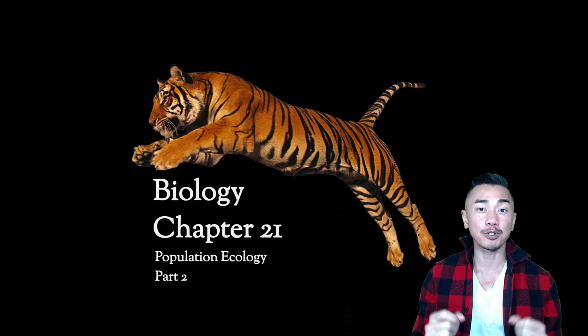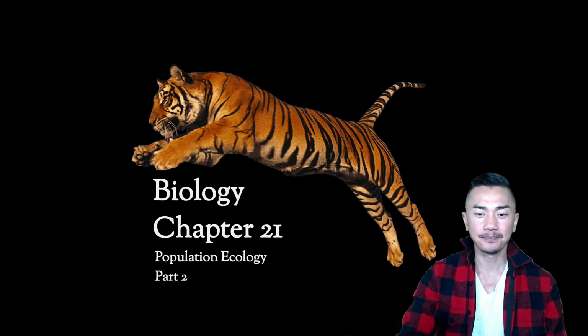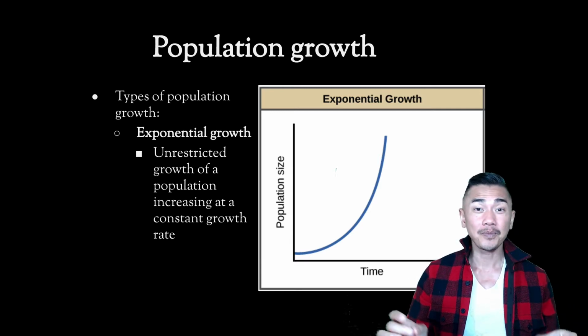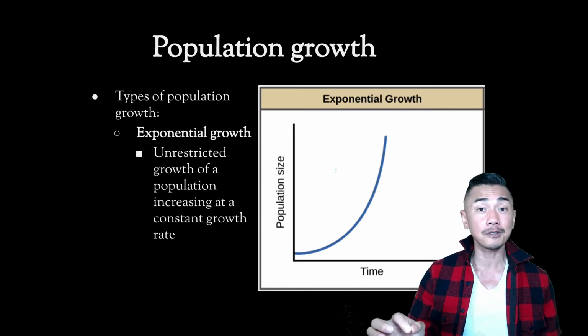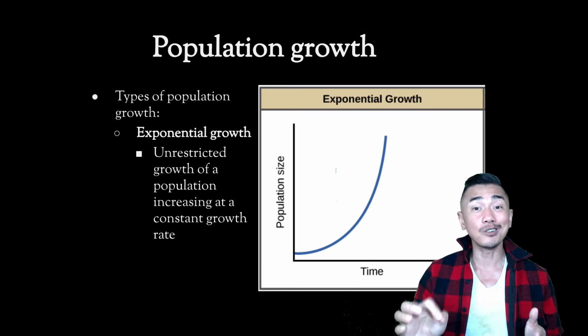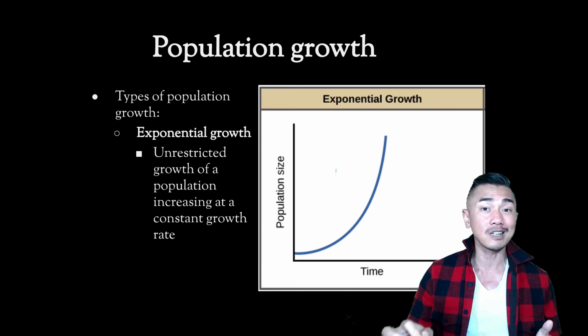Today we'll finish chapter 21 in our discussion of population ecology. When we left off, we were talking about population growth. We talked about how population growth is influenced by births and deaths, and immigration and emigration. Next, we need to understand that there are two types of population growth commonly seen in nature.